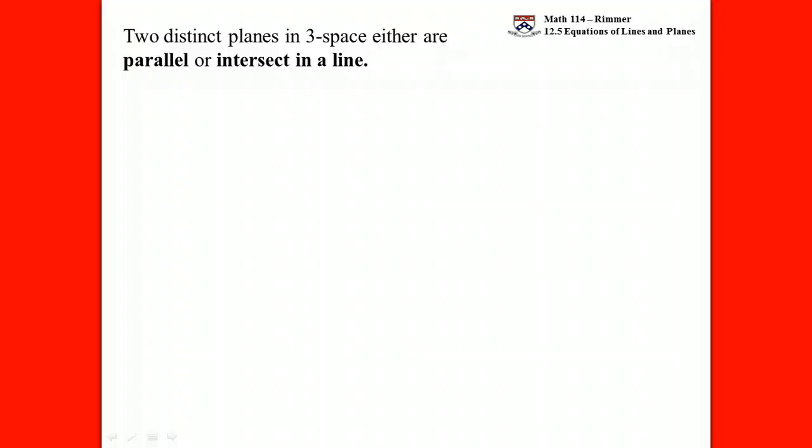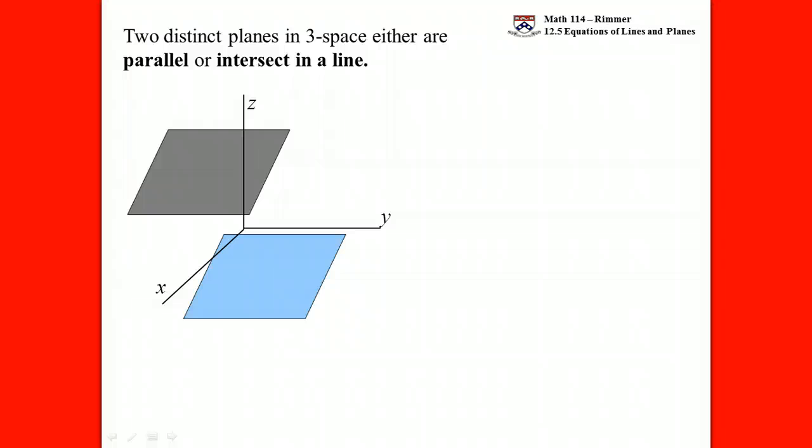Now, when it comes to planes and how they interact with each other, there's only 2 options. The planes are either parallel or they are going to intersect. When they intersect, it'll be in a line, not in a point. How do you know whether the planes are going to be parallel? If your planes are parallel, then a normal vector to the one plane and a normal vector to the other plane won't be exactly the same, but they should be scalar multiples of each other.